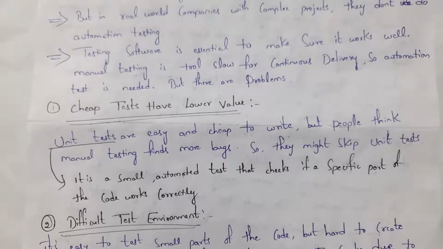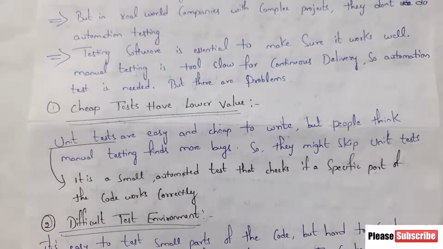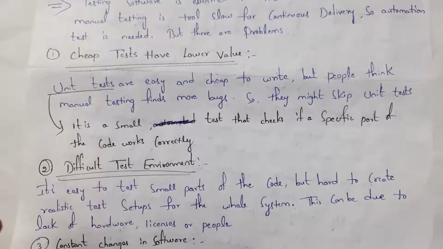But there are some problems with automation testing. The first one is that cheap tests have low value. Guys, a unit test is a small kind of test that will check whether a specific part of code is working correctly or not. For example, let us say I developed one website. In that website, I want to check whether the title is NS lectures or not. This is one example of a unit test.